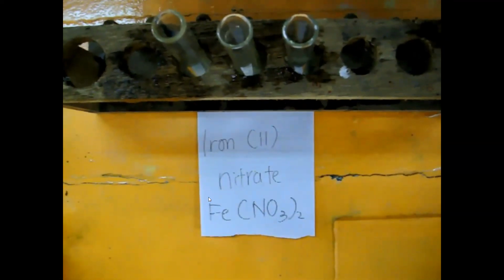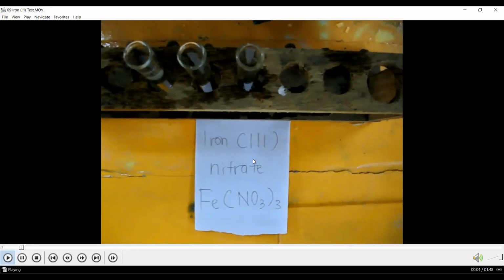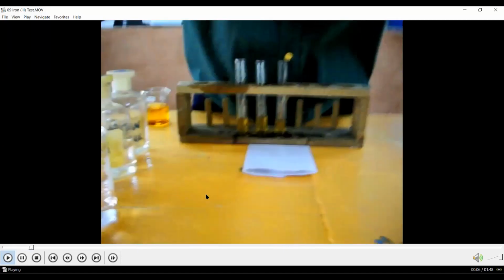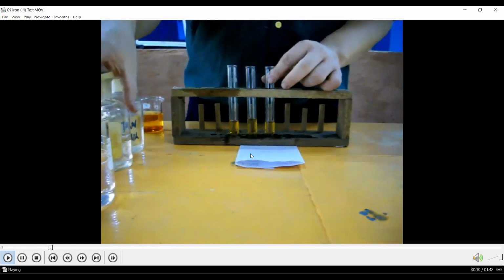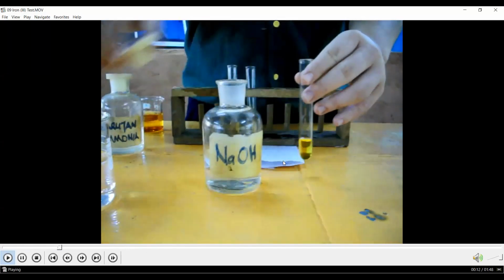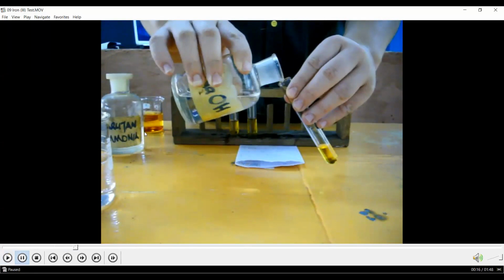Okay, sorry. Then this one is iron 3. Okay, so iron 3 is yellow. You can say brown, brown in color. This is iron 3. Okay. Actually, this experiment you already did in your STPM level, isn't it?